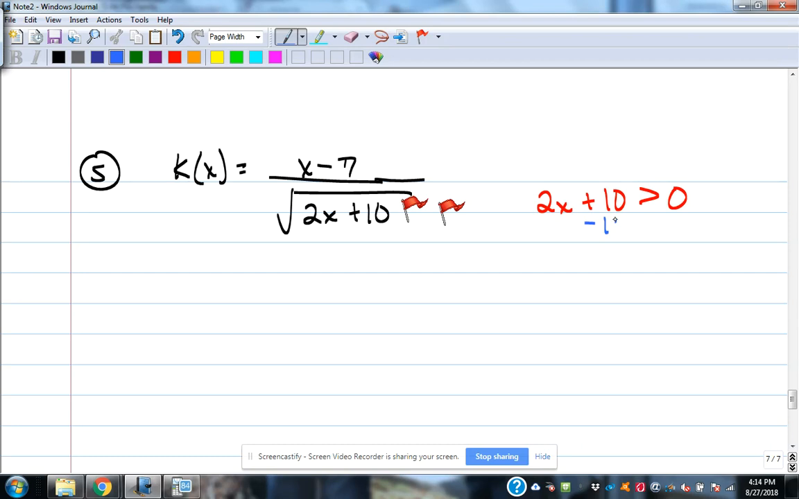So subtract 10. 2x is greater than negative 10. Divide by 2. Do I flip my symbol on this one? No, I divided by a positive 2, not a negative. So x is greater than negative 5.